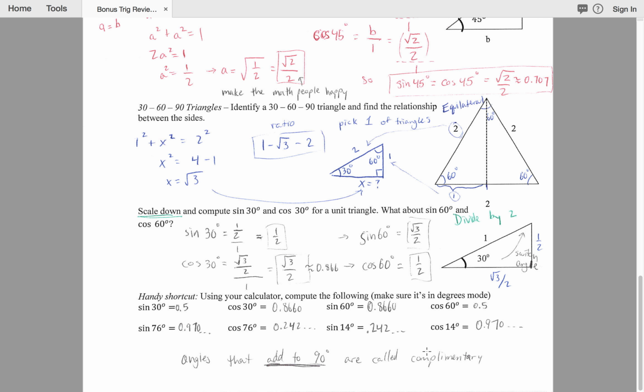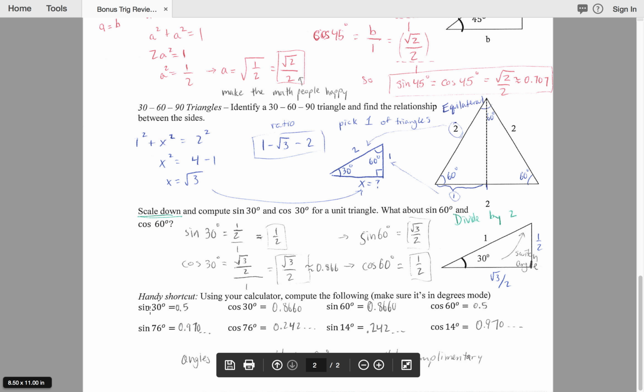If you actually pause the video and punch these all into your calculator, you'll get sine 30 equals 0.5, which is what we got, and you'll get all these. Now, interestingly, you'll see that sine 30 is 0.5. Cos 30 is 0.866, and then if we switch to the other angle, sine of 60 ends up being what cos of 30 was, which is kind of interesting. Same with cos 60, it's a half, just like sine 30 was.